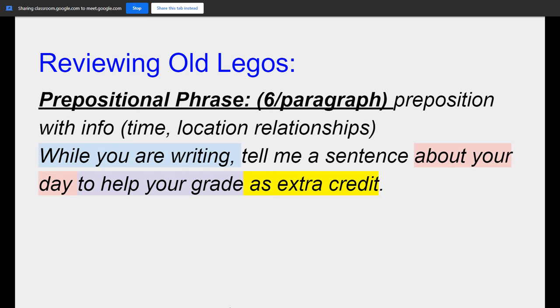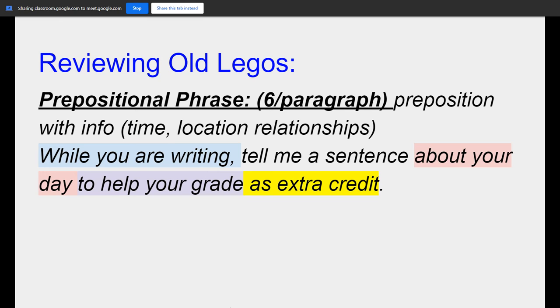Remember, prepositions deal with relationships between different things, like in time, location, how they deal with each other, things like that. So you could add in prepositional phrases at the beginning of your sentence, in the middle of the sentence, at the end of your sentence, on to other prepositional phrases. For example, our base sentence is just, tell me a sentence. And we added on the prepositional phrases, while you are writing, tell me a sentence about your day to help your grade as extra credit.